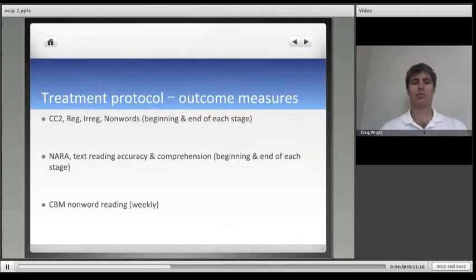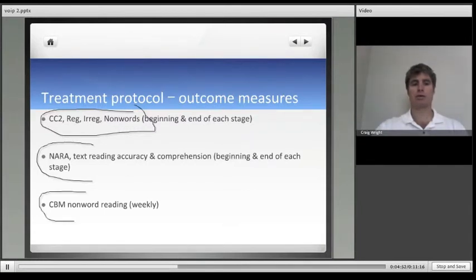Treatment protocol: we tested word-level reading skills at the beginning and end of each stage with the Castles and Coltheart word reading lists. We used the Neale analysis to measure text reading accuracy and comprehension, and we used a curriculum-based measure of non-word reading at weekly intervals to measure growth over time.